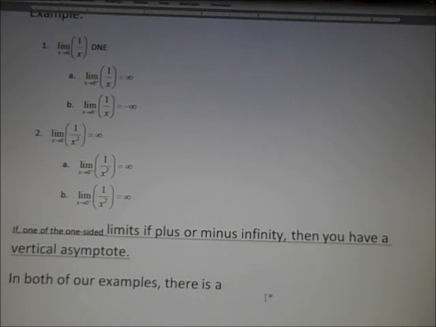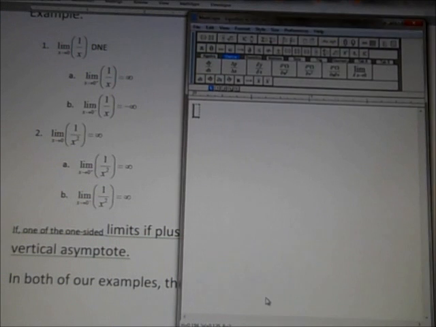So in both of our examples, there is a vertical asymptote at x equals 0.